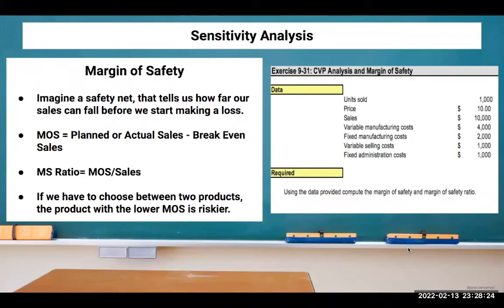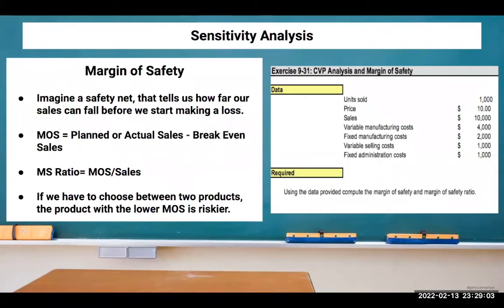An example of the margin of safety. Imagine a safety net, as I said before. How far can our sales fall before we start making a loss? The equation for margin of safety is planned or actual sales minus your break-even sales. And as we said before, the margin of safety ratio is your margin of safety divided by your sales. So if we have to choose between two products, the product with the lower margin of safety is riskier. Remember, this is talking about sensitivity analysis. How sensitive are we to a change in sales?